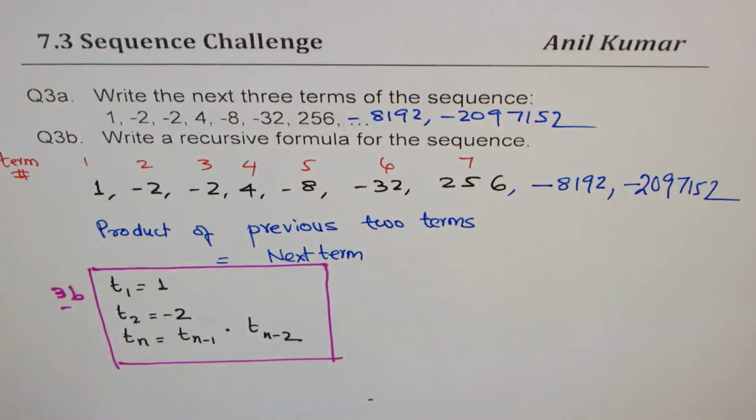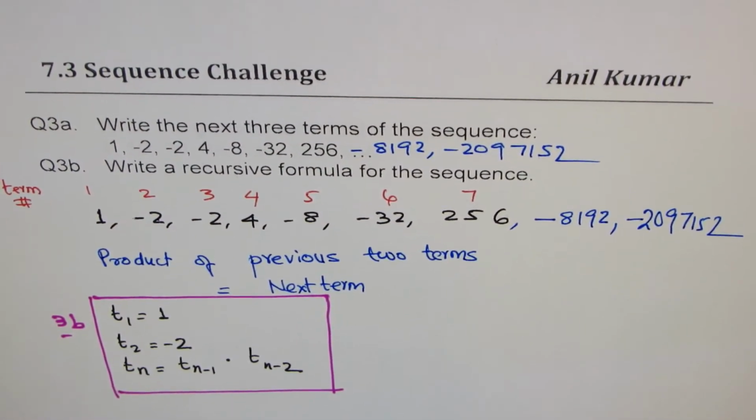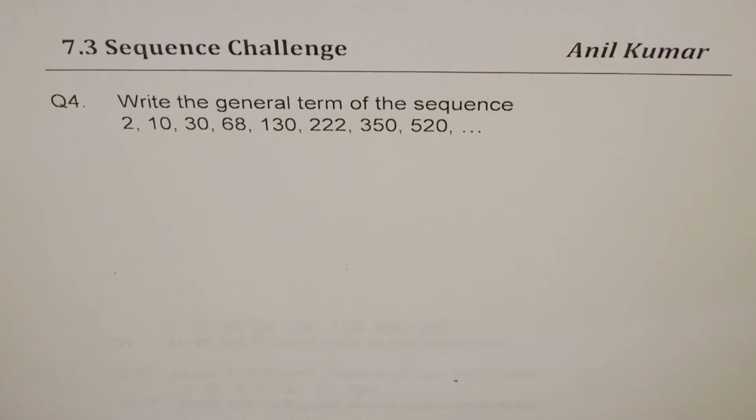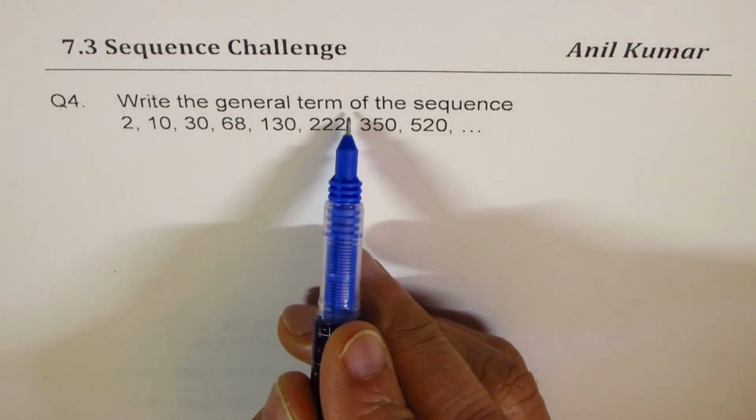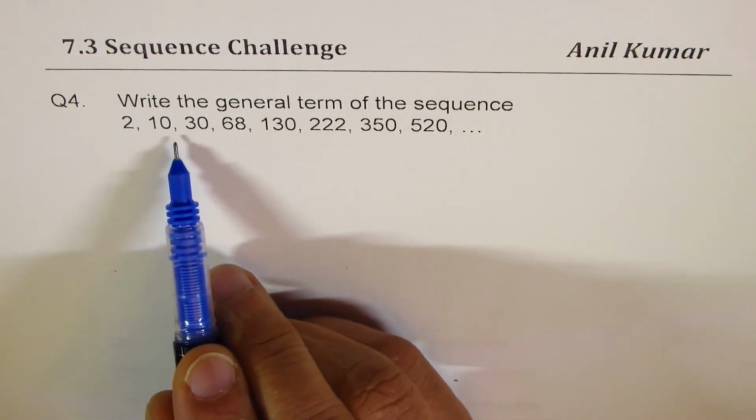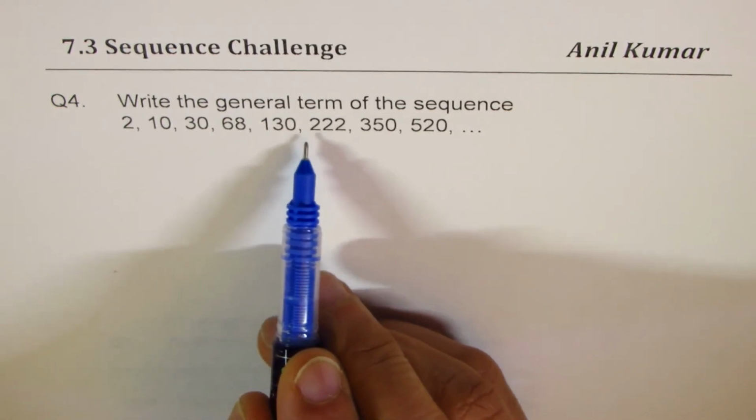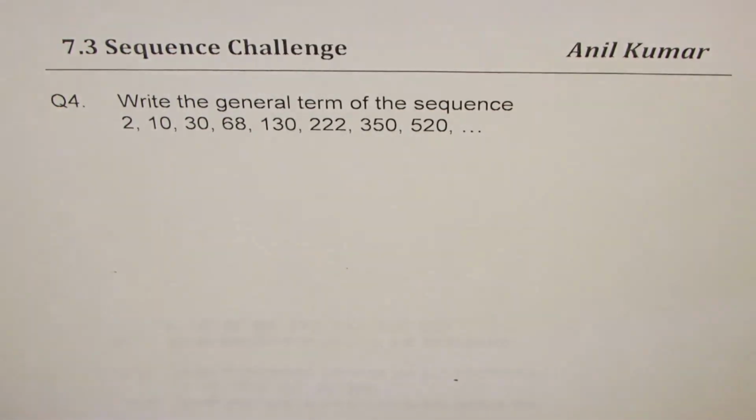Now let's move on to the last question on sequences. Here is question number 4, which is also the last question of our challenge round on sequences. The question is, write the general term of the sequence 2, 10, 30, 68, 130, 222, 350, 520, and so on. You can always pause the video, try it out, and then look into my suggestion.